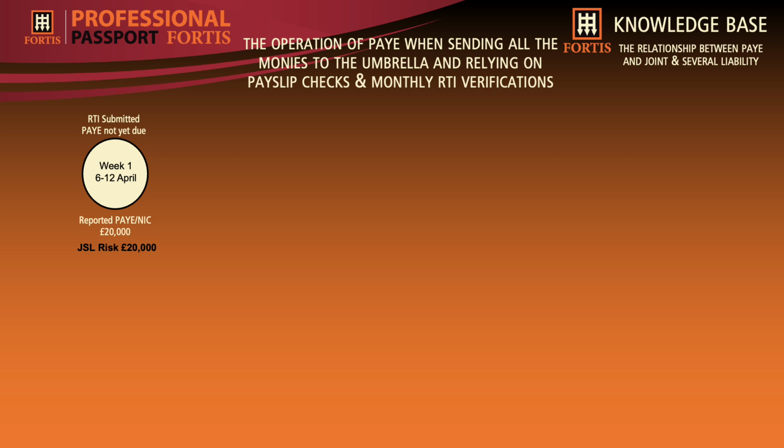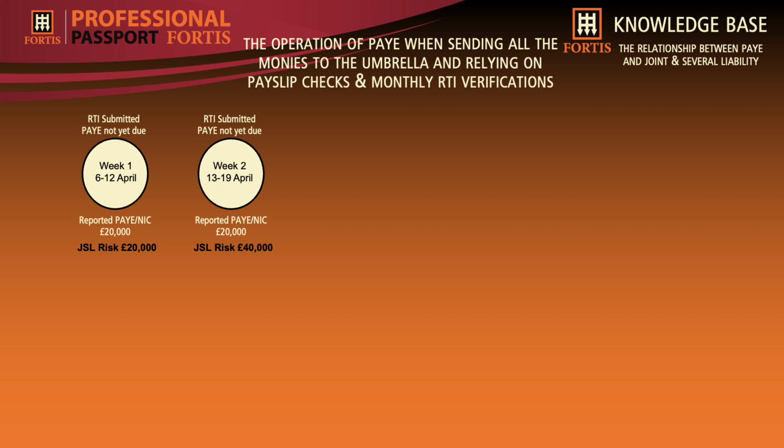We can see on this slide that it confirms an RTI has been submitted. The PAYE is not yet due, but there is a reported PAYE of £20,000 for that pay run. You can also see that this means there's a potential joint and several liability of £20,000, although this is not triggered, as the PAYE is not due until the 22nd of the month following.